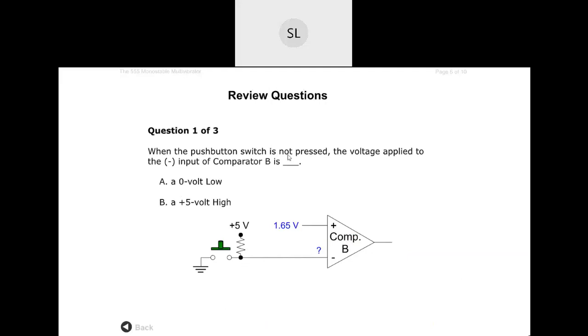When the push button switch is not pressed, give this answer. When the push button switch is not pressed, the voltage applied to the inverting input of comparator B is how much? If we do not press this push button, what will be the voltage at the inverting terminal? It will be +5 volts, correct?